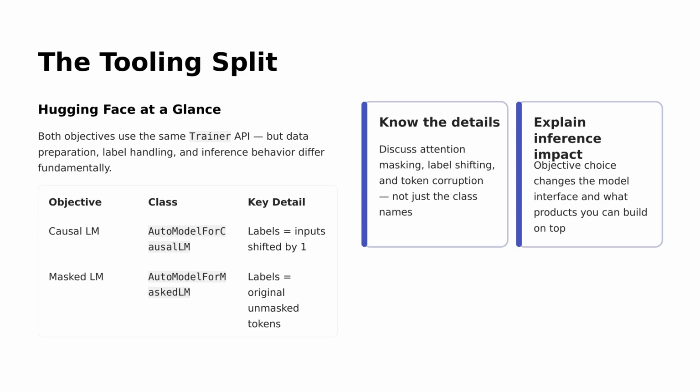Here's the key tooling split in Hugging Face. Both causal and masked language modeling use the same trainer API, but the setup is fundamentally different. For causal LM, the model predicts the next token, so labels are just the input shifted by one. For masked LM, labels are the original tokens hidden during corruption. That affects attention masking, label handling, and inference behavior, and ultimately determines what kinds of products you can actually build.